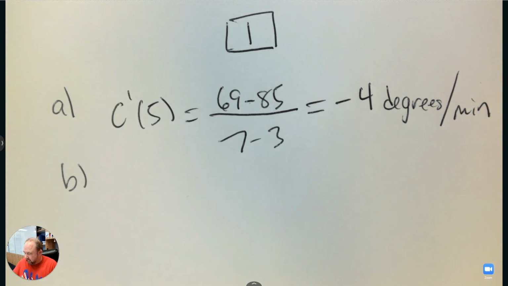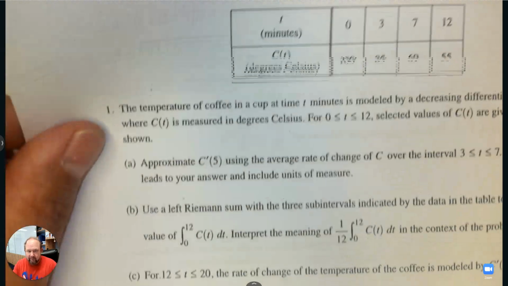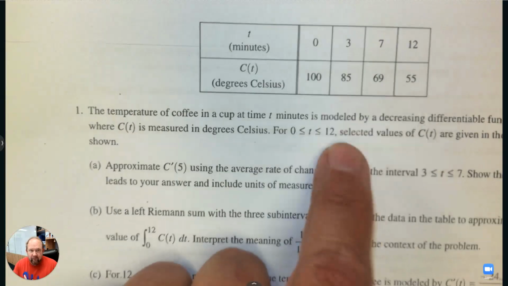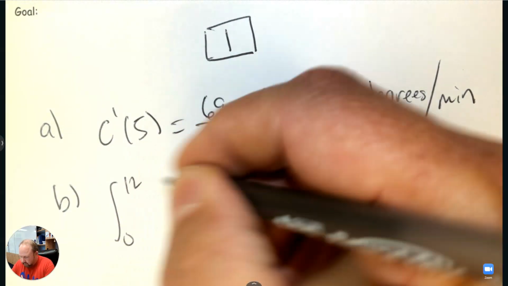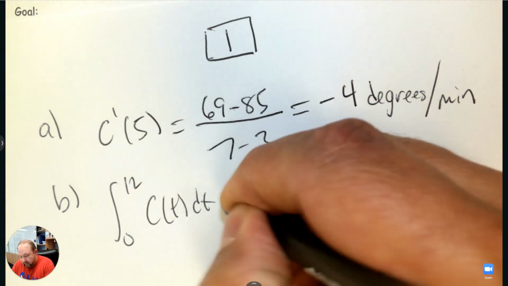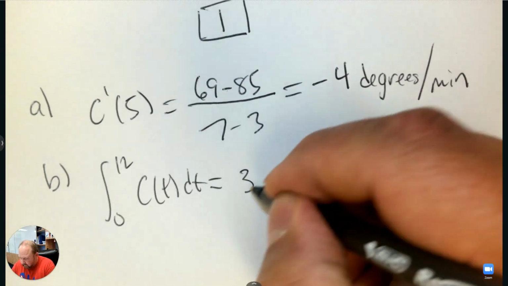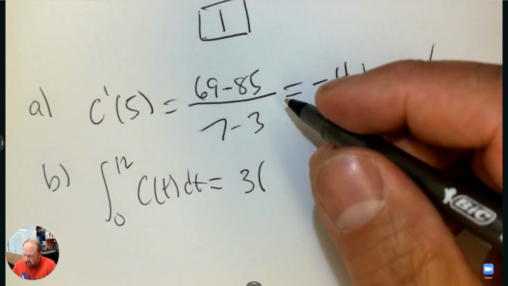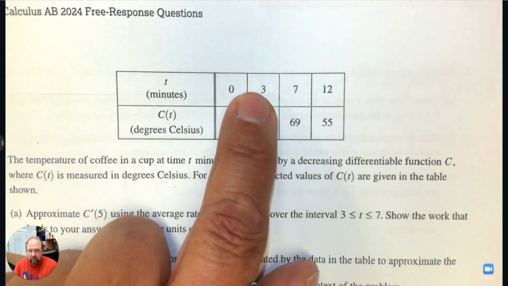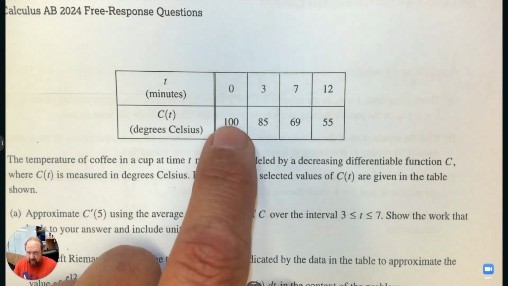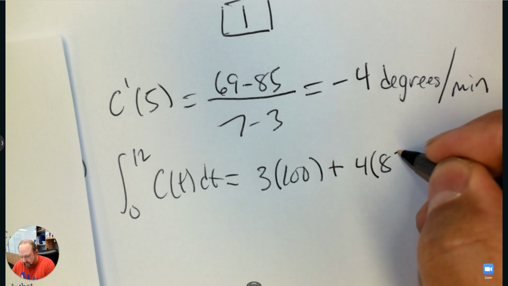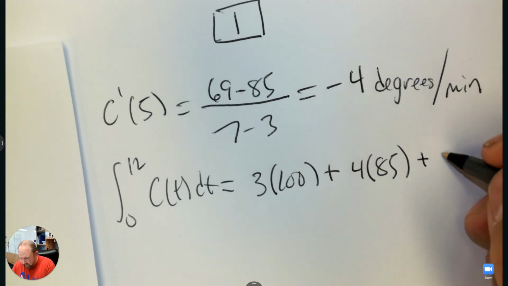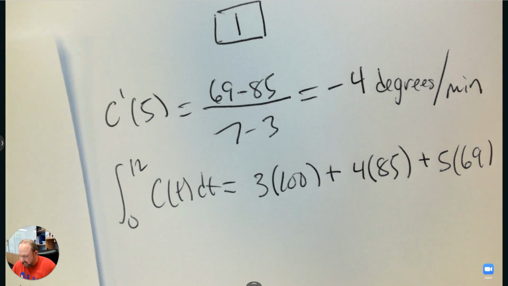Part B says, use a left Riemann sum with the intervals given to find this value. So write this down first. I'm integrating from 0 to 12. You don't have to simplify it. So it's 3. That's the width. The width of the first one's 3, and then left means use the left height. So it's 100. Plus the next width is 4, and the height is 85. And then the next width is 5, and the left height is 69.